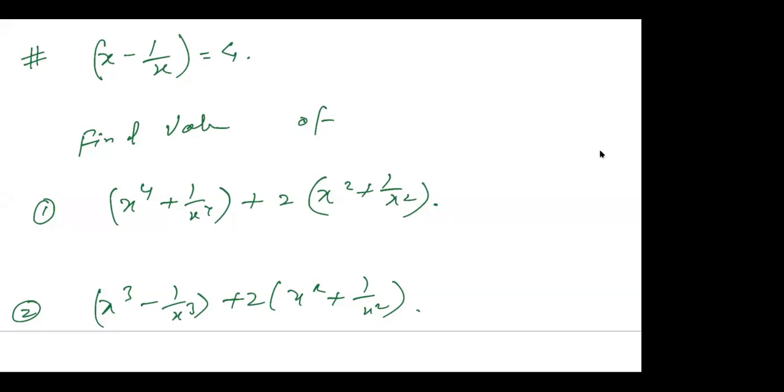What, beta? We have given the value that x minus 1 by x is equal to 4. So we have to first derive the formula. Like we can take something like x square is equal to x to the power 4 plus 5. Use these formulas, na.